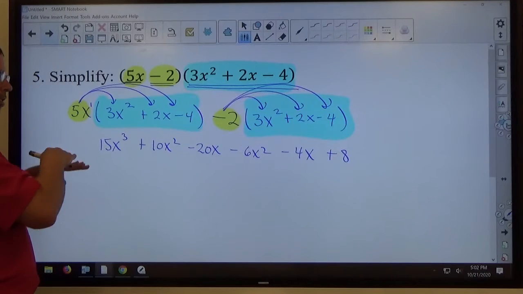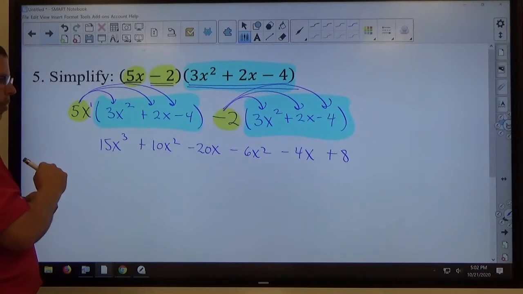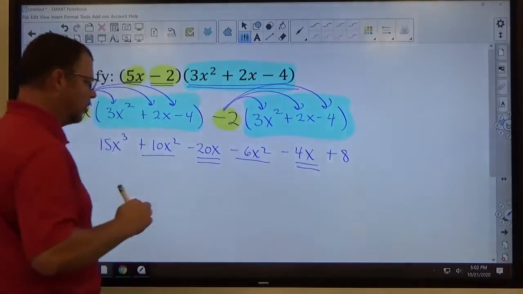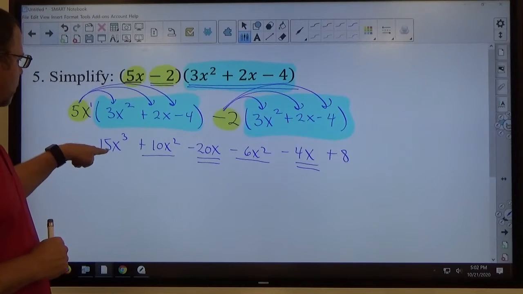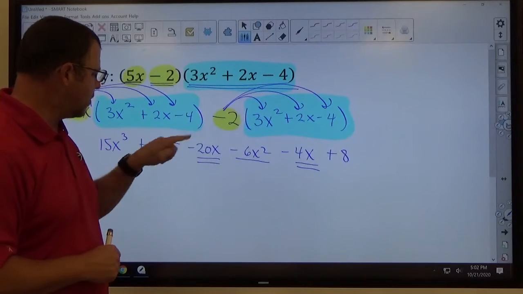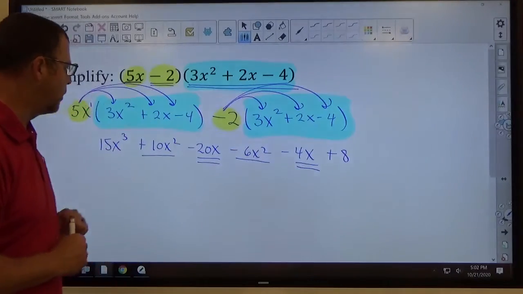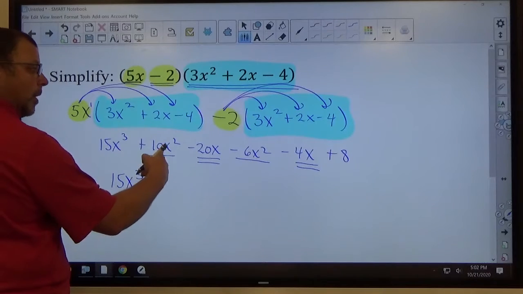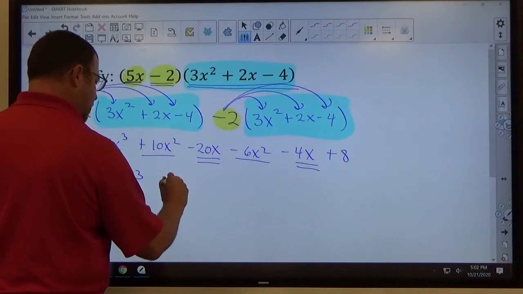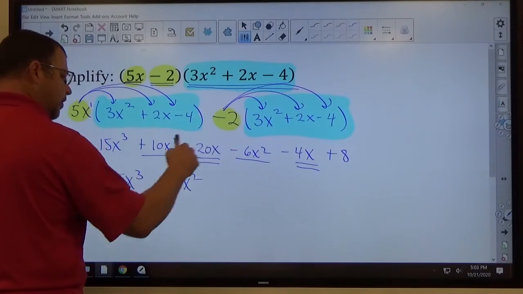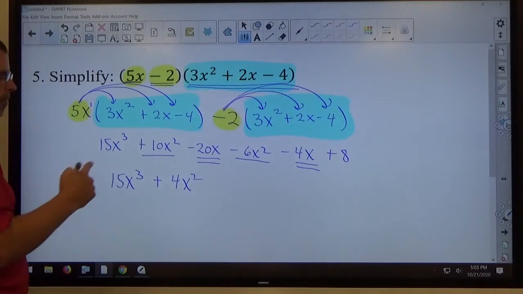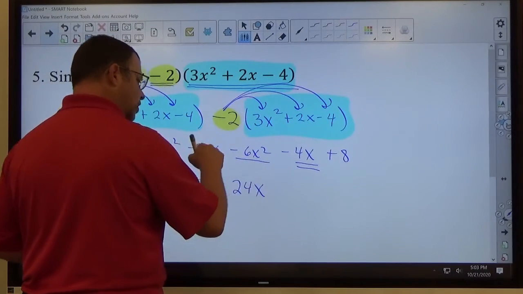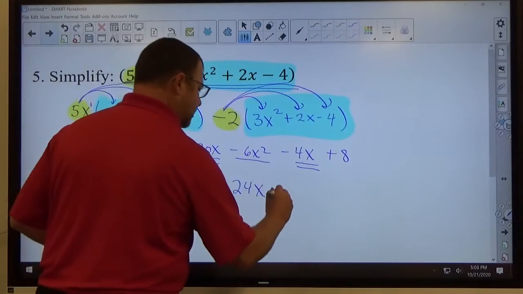Once I do all the multiplications, again, the distributive property makes the parentheses go away. Like term, like term, like term, like term. Look for like terms. Same letters, same powers. X cubed is the only x cubed. X squared matches. X matches. 8 doesn't match with anything. So nothing happens to 15x cubed. Positive 10x squared, negative 6x squared. These signs are different, so I subtract to get 4x squared. 10 is bigger than 6, so we're going to go positive because 10 is positive. Negative 20x, negative 4x, the signs match, so I add to get 24x. 20 is bigger than 4, so negative, and then plus 8.